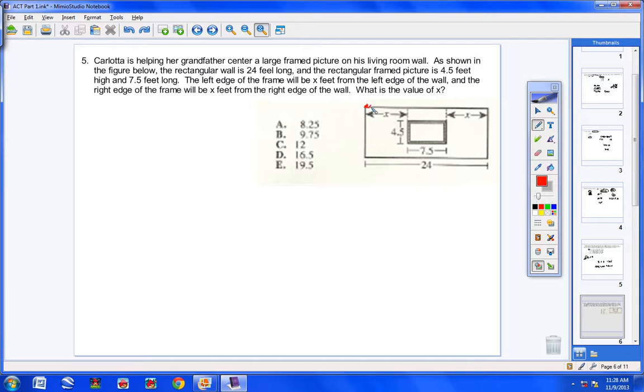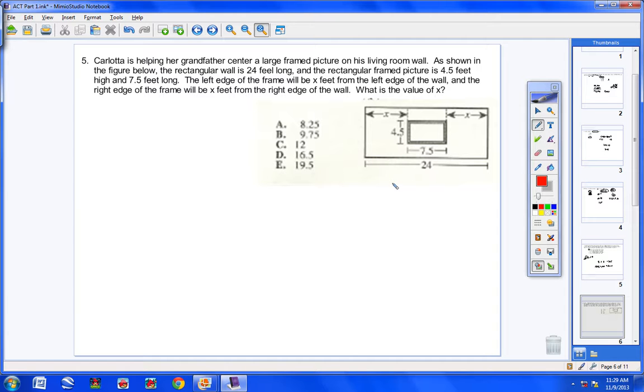X is the distance from here to here, right here, from this space to this space. And X is the distance from here to here. I mean, they've given you a picture. I cut and pasted this right out of the ACT book. So that's what we're looking for right there. That would be the value of X.